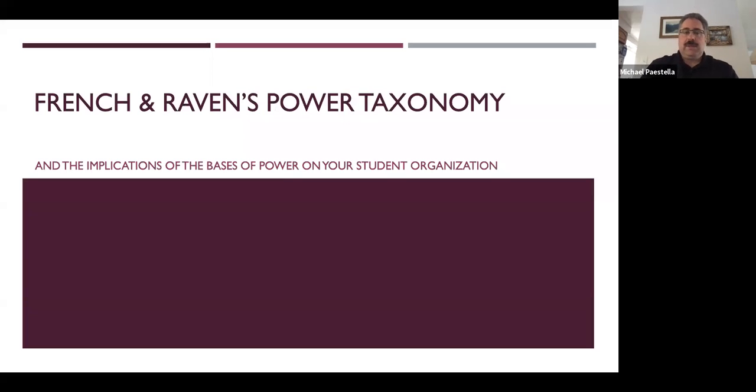The focus for today's presentation is going to be based off of the research and work of French and Raven and their power taxonomy. That's a scientific way of looking at classifications, or how we create order within some things. So with that, we'll be looking at their sources of power, and they have 6 in their taxonomy, and those implications for you and your student organization.